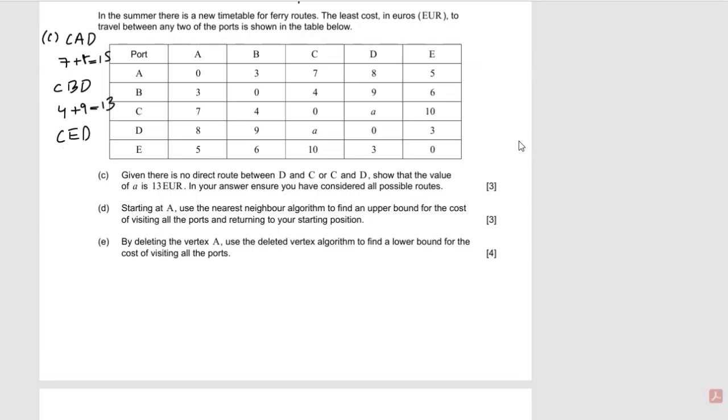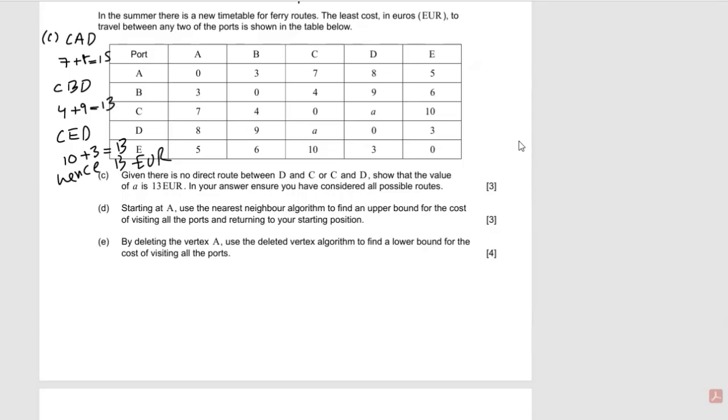So C to E, if I check my table, that's a 10. And then from E to D, that's a 3 as well. So you can see that the least possibility is twice 13. Hence, 13 euros, EUR, right? So I've justified that the most common is 13 euros. That's the cost.